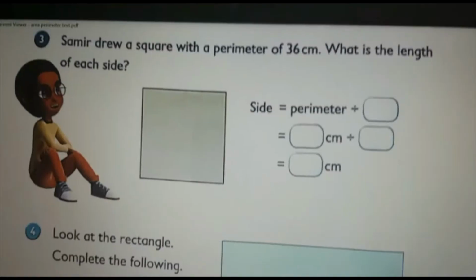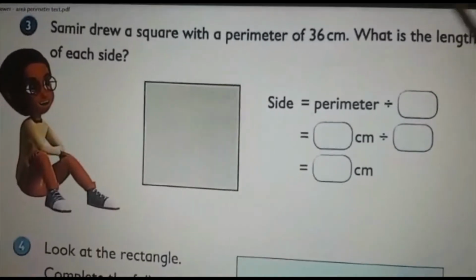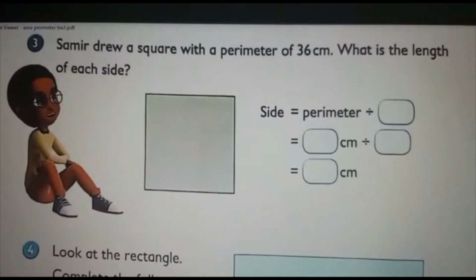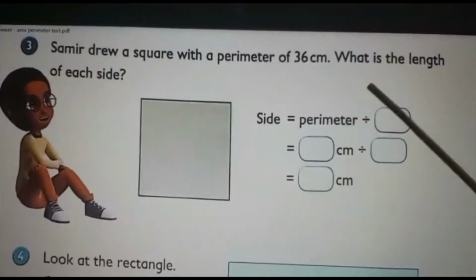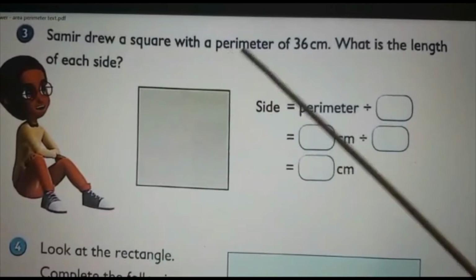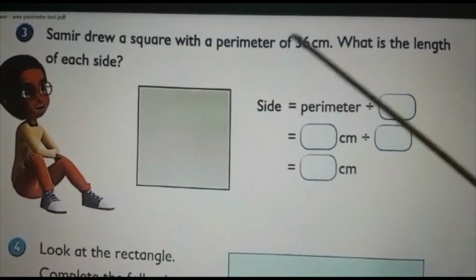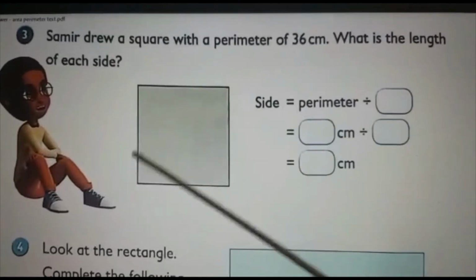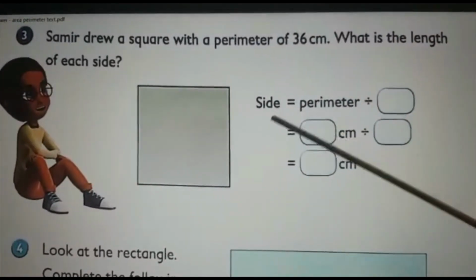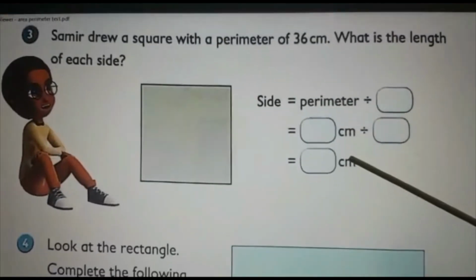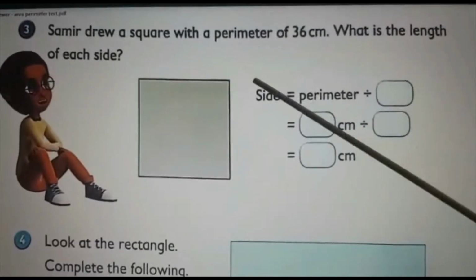Okay. So question number 3. All these you try to do it yourself and I will send you another video with answers and after doing you check the answers. Okay. Samit drew a square with a perimeter of 36 centimeter. What is the length of each side? It's a square. Okay, perimeter. So side. What is the equation for side? It is perimeter divided by 4. Is it? So you just do what is the perimeter?